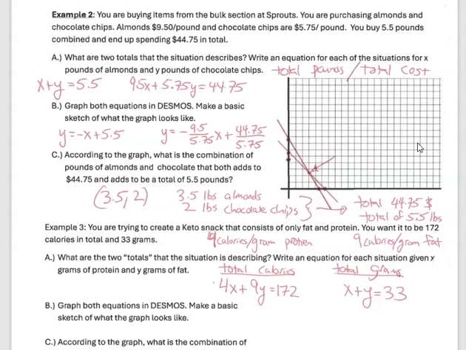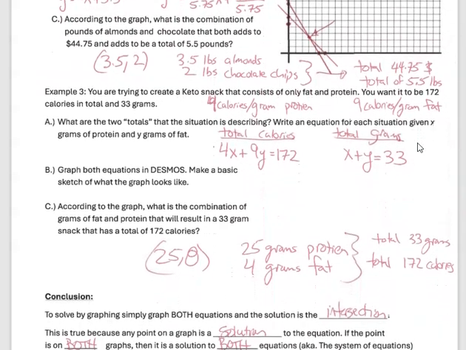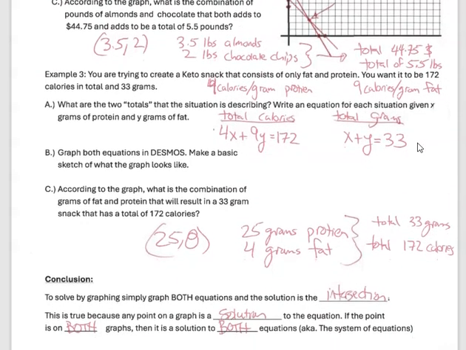There are many combinations that would get you 5.5 pounds and many combinations that would get you $44.75. There's only one combination that will get you both of those, and that is 3.5 pounds of almonds, 2 pounds of chocolate chips. The next one says you are trying to make a keto snack that consists of only fat and protein. You want to have 172 calories and 33 grams.